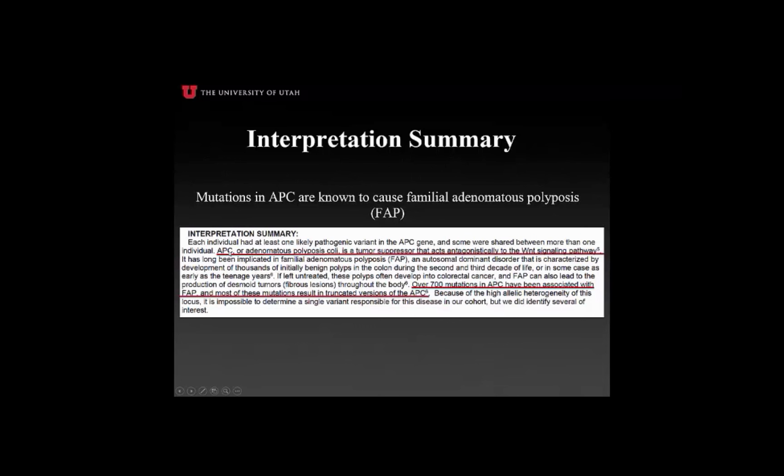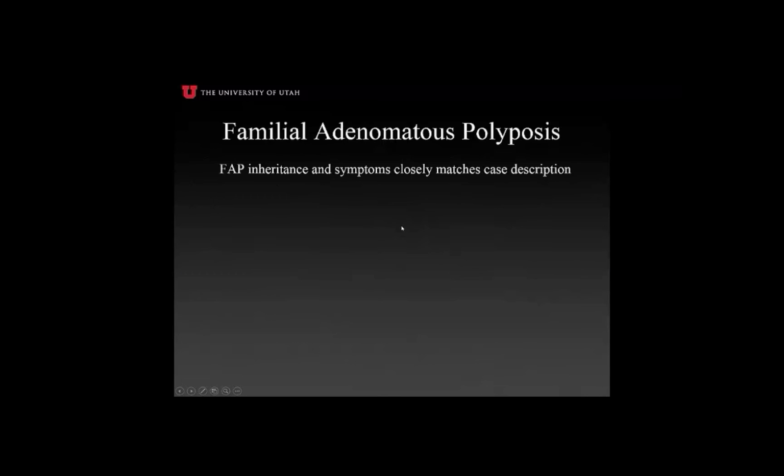Well, APC stands for adenomatous polyposis coli, and it is a tumor suppressor that inhibits the Wnt signaling pathway, which is involved in cell proliferation and development. It's also known that over 700 mutations in APC have been associated with an autosomal dominant disorder that predisposes individuals to colorectal cancer, especially early in life. And the name of this disease is familial adenomatous polyposis, or FAP.